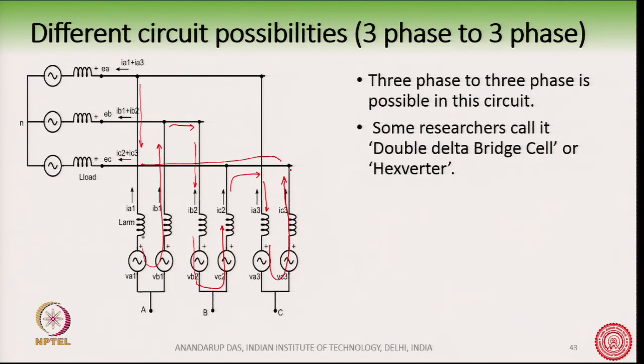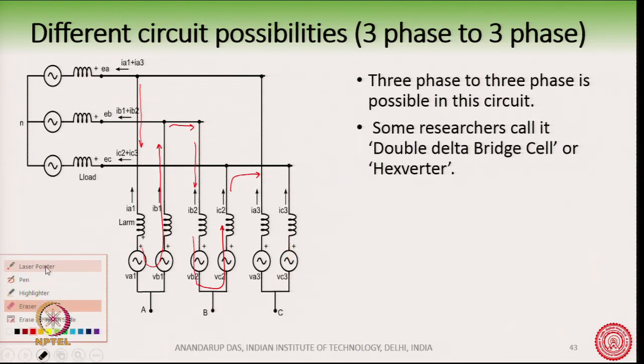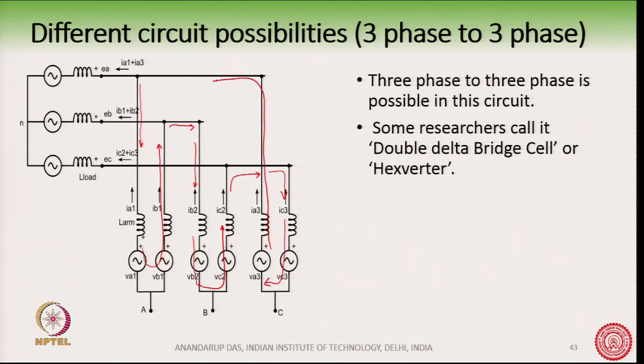Sorry, I have made a mistake, not like this, not this one, it does not go back here. It goes back through here, and through here. Okay. So, this is the path of the circulating current.